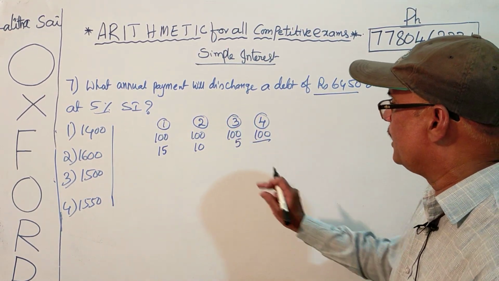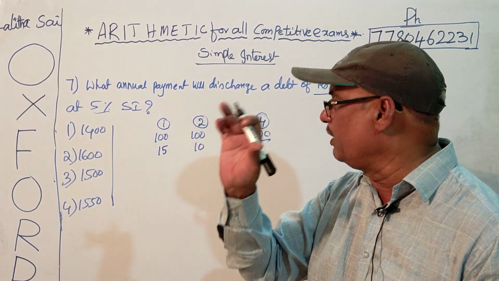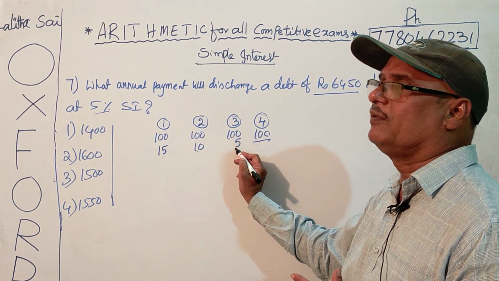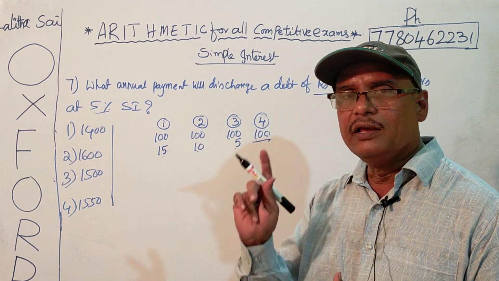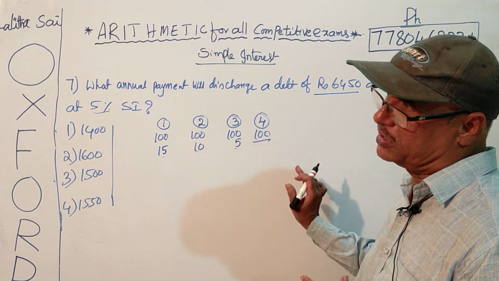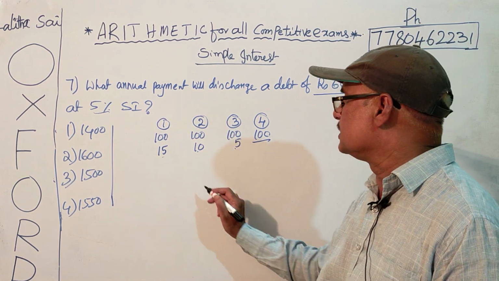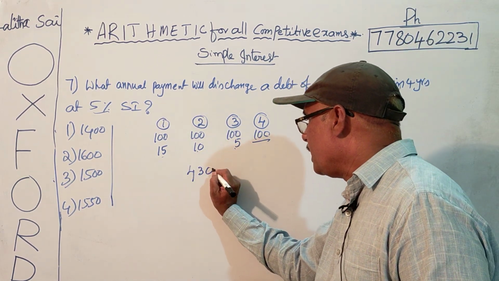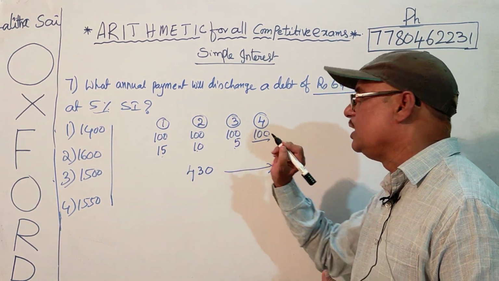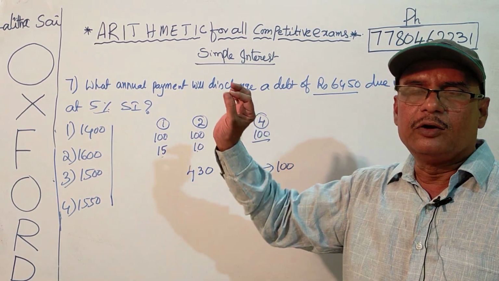So in this case, actually you have paid only 400, but that 400 is equivalent to 15, 10, 25 and 5, 30. That is 430. You have paid only 400, but that equivalent value is 430. Why? Because you are paying earlier. That's why you are getting some interest. If the amount is 430 after 4 years, then 100 annually is sufficient to clear the debt.